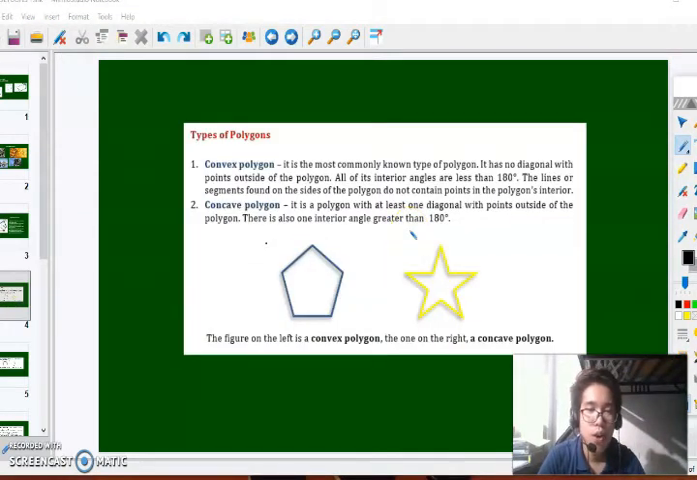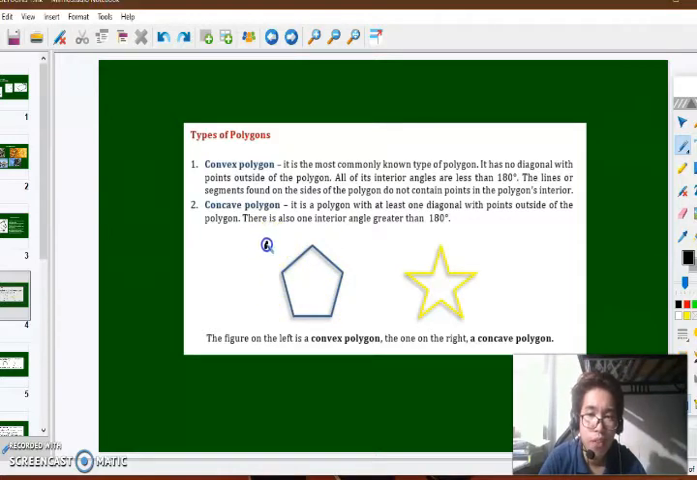Okay, so we move on to the different types of polygons. The first one is the convex polygon. From the word convex, that means that the sides are extending outward. It is the most commonly known type of polygon. And it's a polygon that has no diagonal with points outside of the polygon. So what does that mean? For example, you have your point, and I draw here a diagonal. I cannot draw a diagonal because the point is not part of the polygon, and therefore no diagonals can be formed outside of the polygon in a convex polygon.